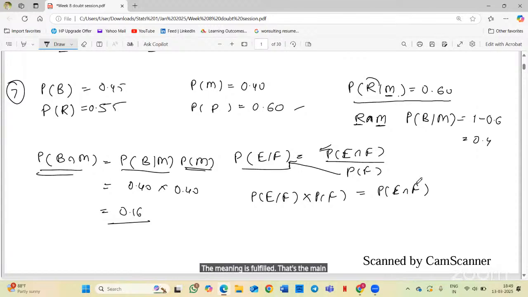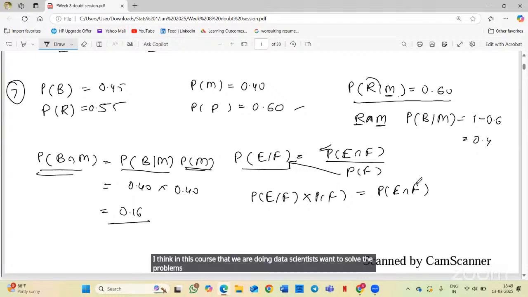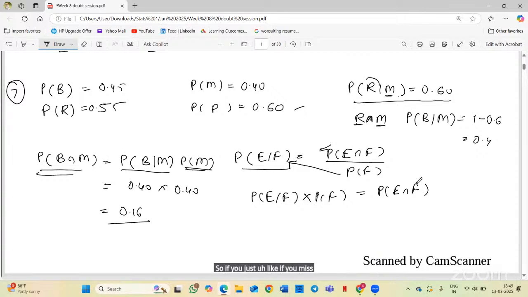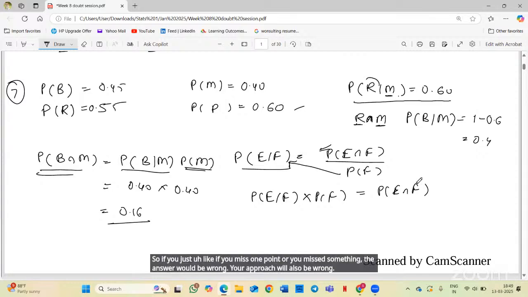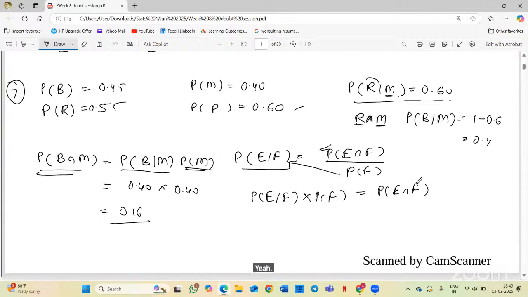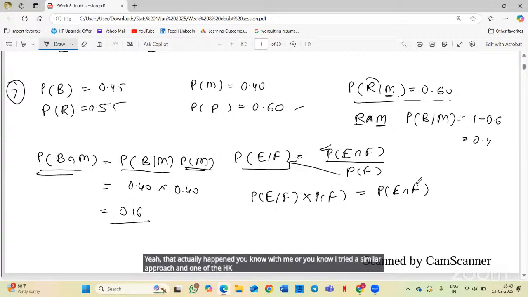In this course, data scientists want to solve problems any way. But if you miss one point or miss something, the answer would be wrong, and your approach will also be wrong. That's the main thing. That exactly happened with me. I tried a similar approach, lost one of the edge cases, and the answer was wrong.